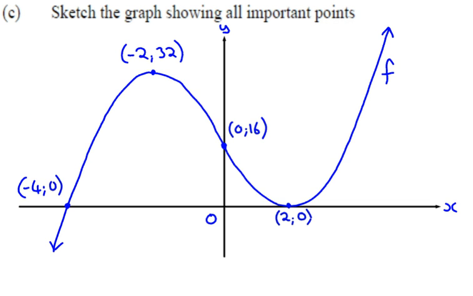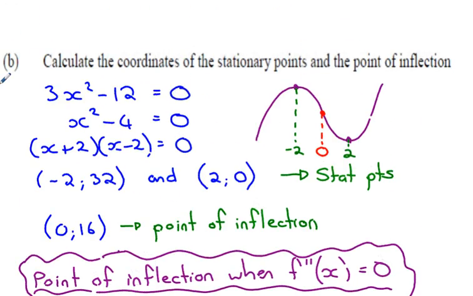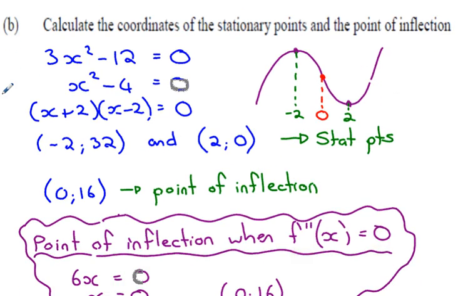Now let's just have a look at mark allocations. Actually, the previous one I didn't do mark allocations for either, so let's start there. First of all, you get a method and an accuracy mark. Just using the right method, getting it accurate. Then you're going to get accuracy, accuracy, and accuracy, accuracy.